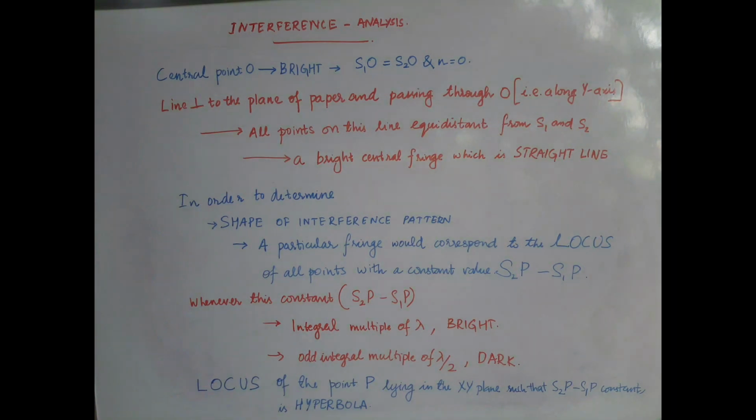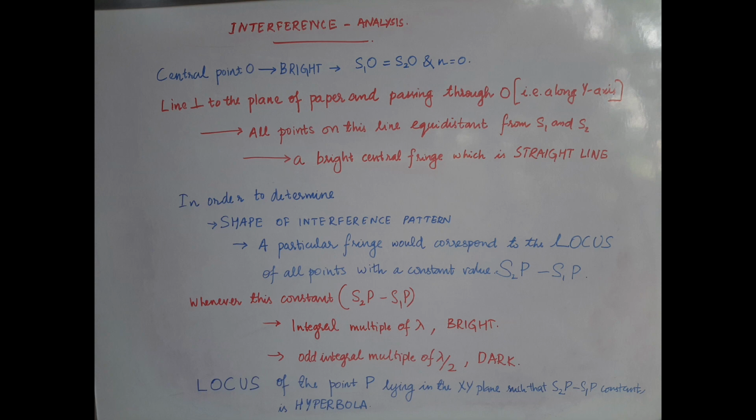Hi, here we are discussing interference analysis. In this analysis, we consider the central point that is bright because S1O is equal to S2O and n is equal to 0. Let us consider a perpendicular line in the plane of the paper that passes through O. We can imagine this as passing through the y-axis.